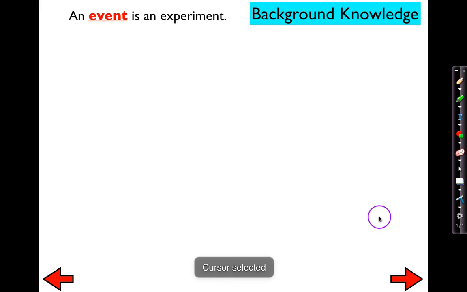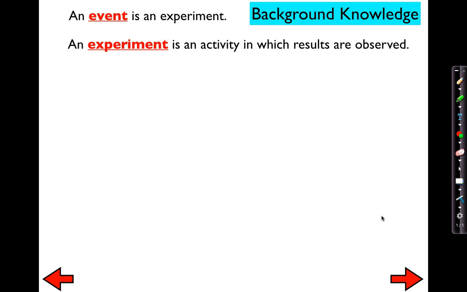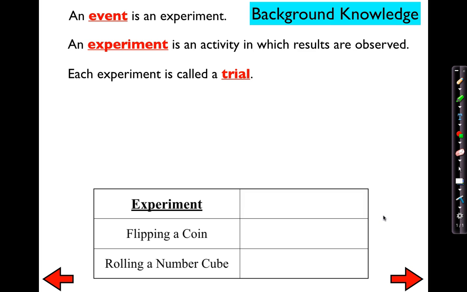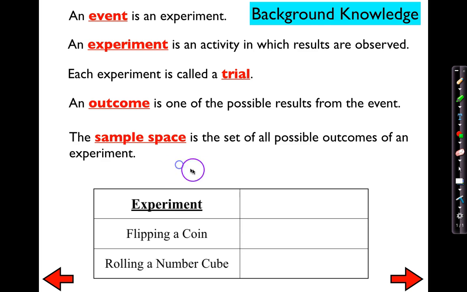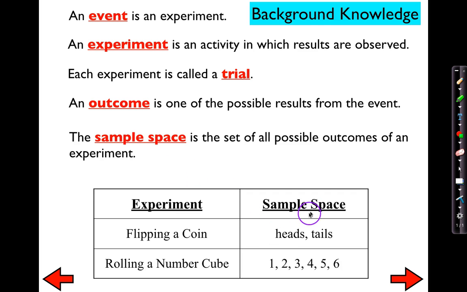Let's remind ourselves, an event or experiment is the activity in which we observe the outcomes. Each experiment is called a trial. Experiments would include flipping a coin or rolling a number cube. The outcome is the result from the event. The sample space is the set of all possible outcomes. So in this case, the sample space would be heads or tails, and for rolling the number cube it would be 1, 2, 3, 4, 5, or 6.